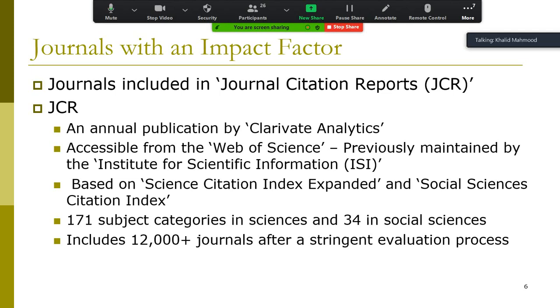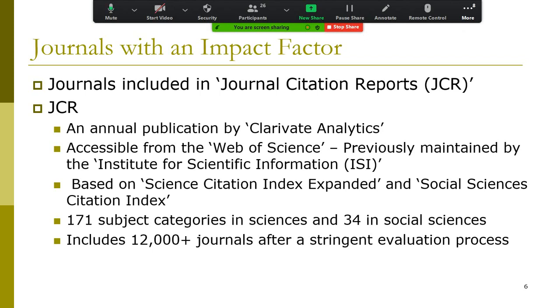The JCR is based on two databases, Science Citation Index Expanded and Social Sciences Citation Index. It means that impact factor journals are only available in the fields of sciences and social sciences. There is no impact factor journal in the field of arts and humanities. The subject coverage is here. There are 171 subject categories in sciences and 34 subject categories in social sciences.